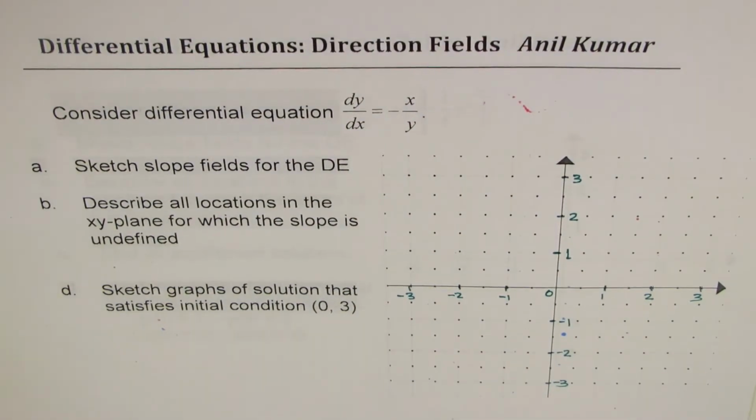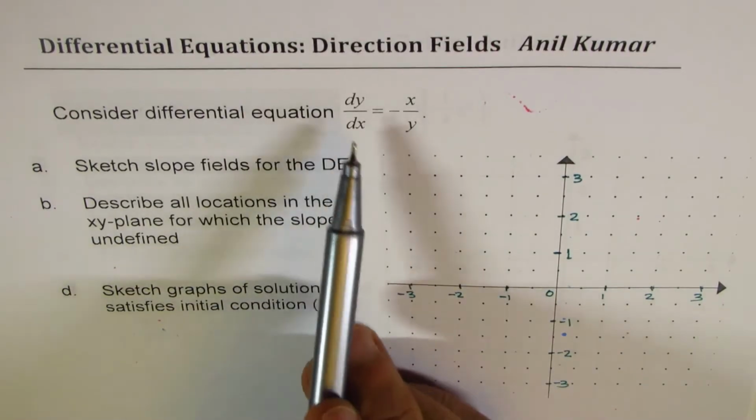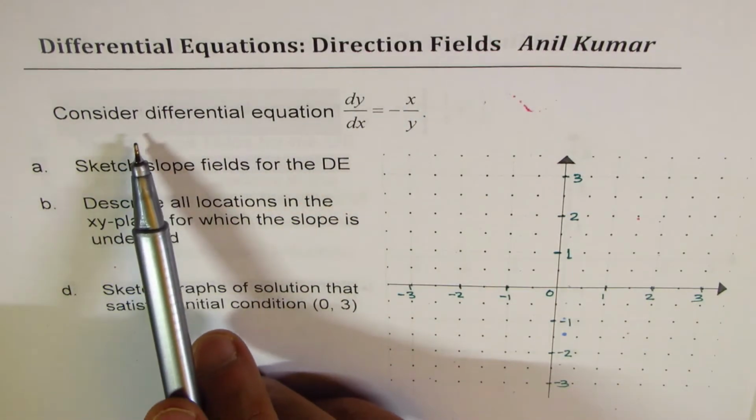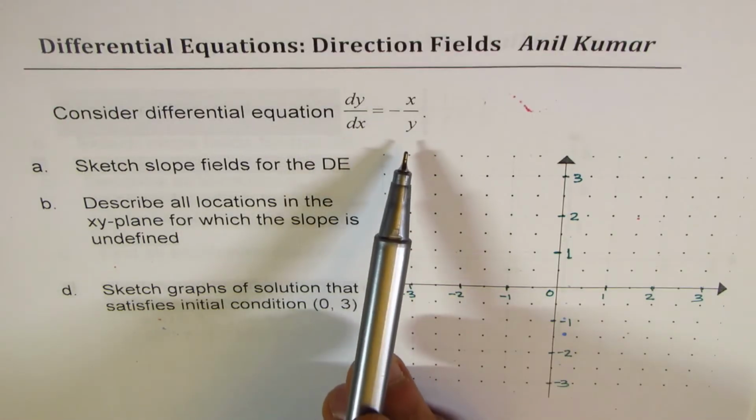As we are moving along, we are adding some complexity. We began with a function which was independent of x, then we took the trigonometric function which was independent of y, and now we have a function which depends on both x and y. So we will consider the differential equation dy/dx equals minus x over y.